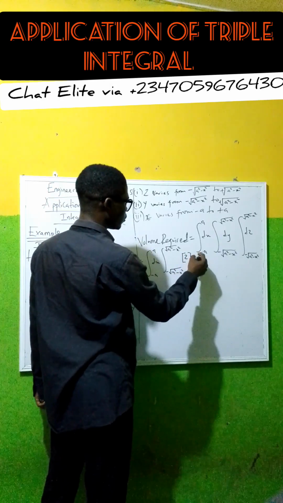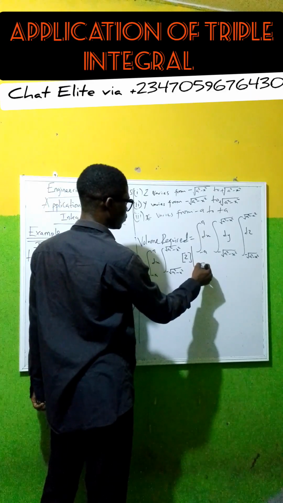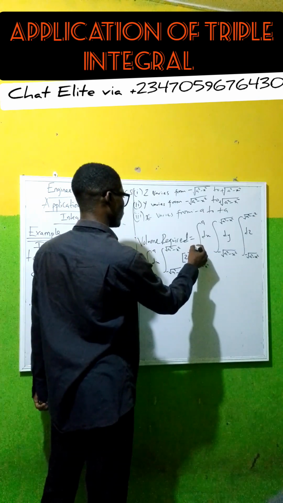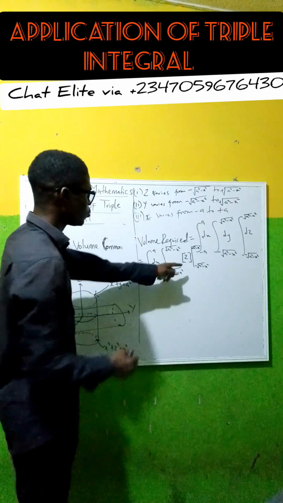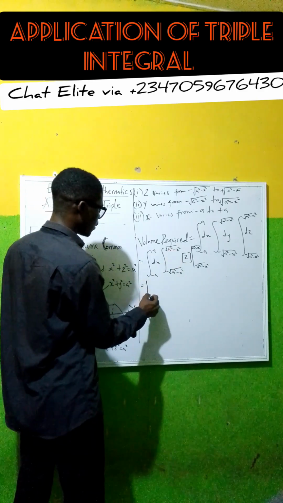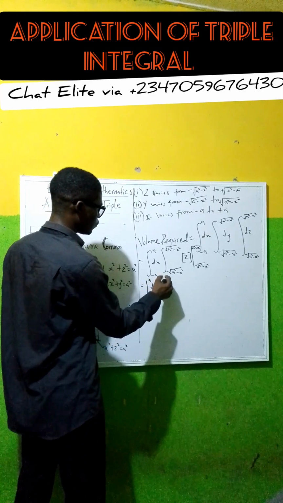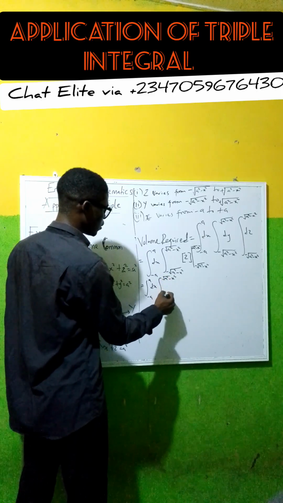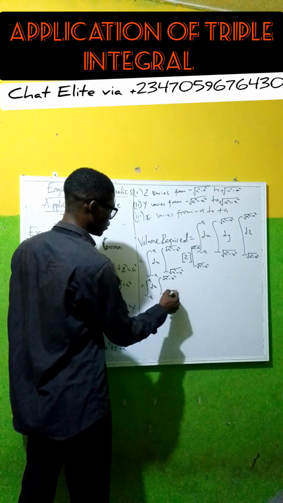So z of what? z of minus square root of a squared minus s squared, square root of a squared minus x squared. Alright, so we are going to input this guy. By the time we input it, we have the integral from minus a to a dx, integral of square root of a squared minus s squared minus square root of a squared minus x squared.